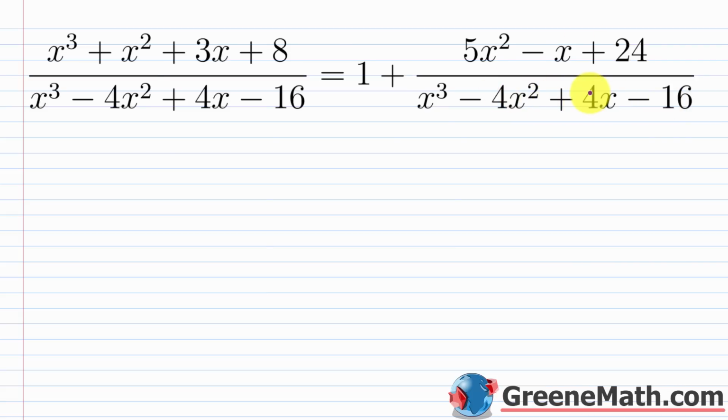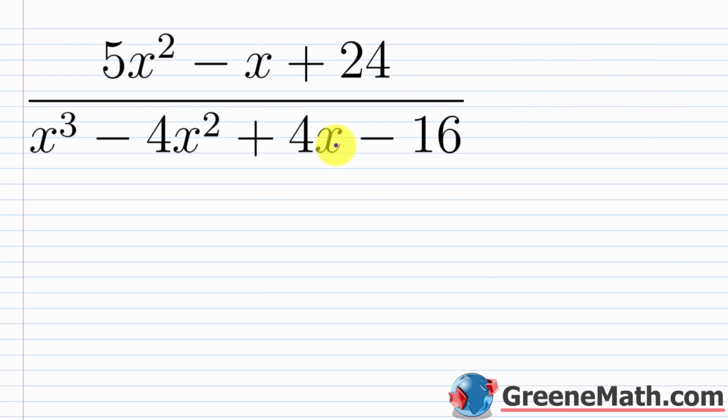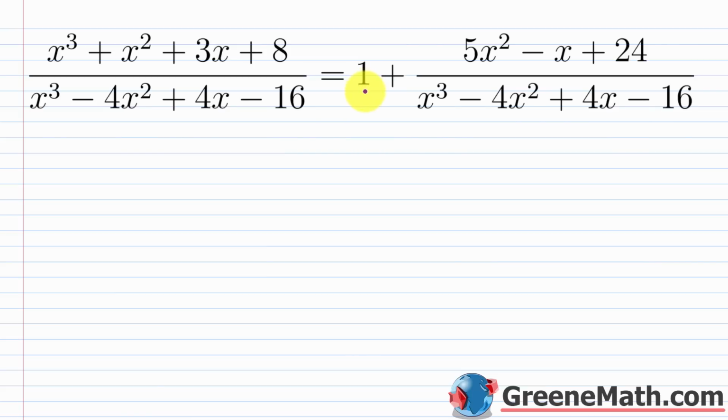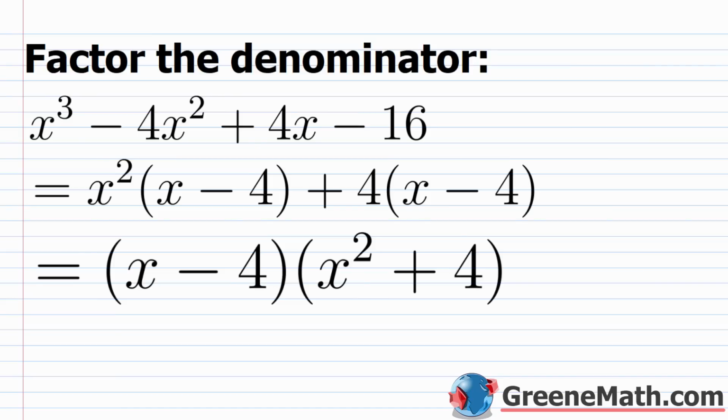Now this guy right here, which I've written on this page, this is what we're going to be doing the partial fraction decomposition with. When we're done, we can go back and we can slap that 1 out in front. So we can go 1 plus, and then we'll put our partial fraction decomposition of this. And we're just going to factor the denominator. Again, something we can factor very easily. So we would pull x squared out from the first two. You'd have x squared times the quantity x minus 4. And then from the last two, you'd pull out a 4. So plus 4 times the quantity x minus 4.